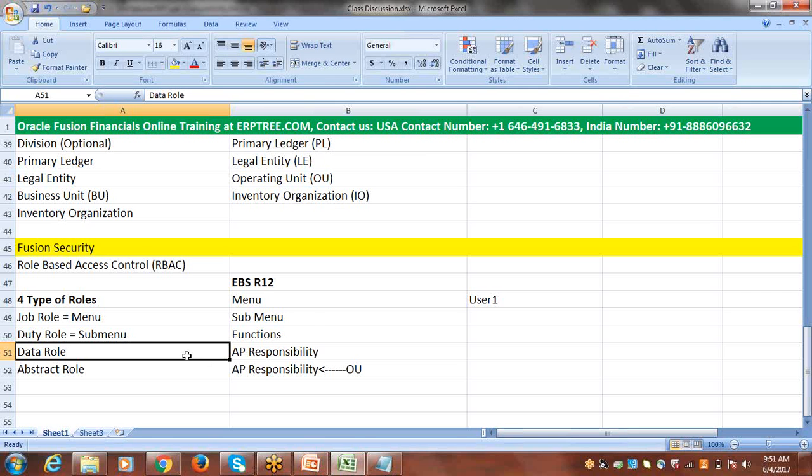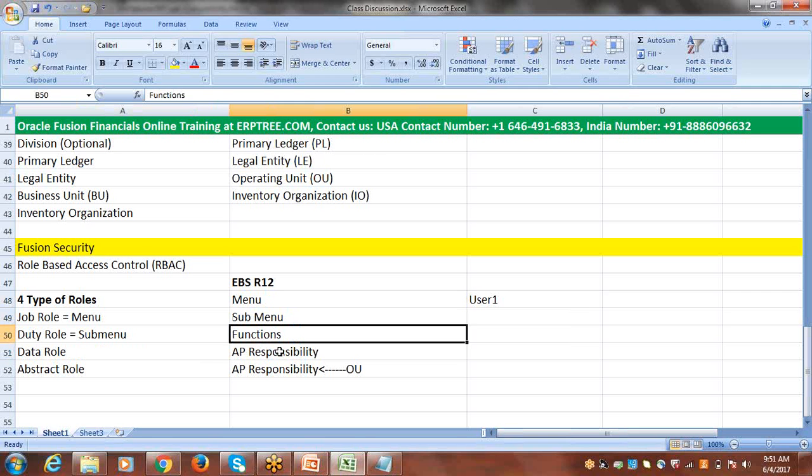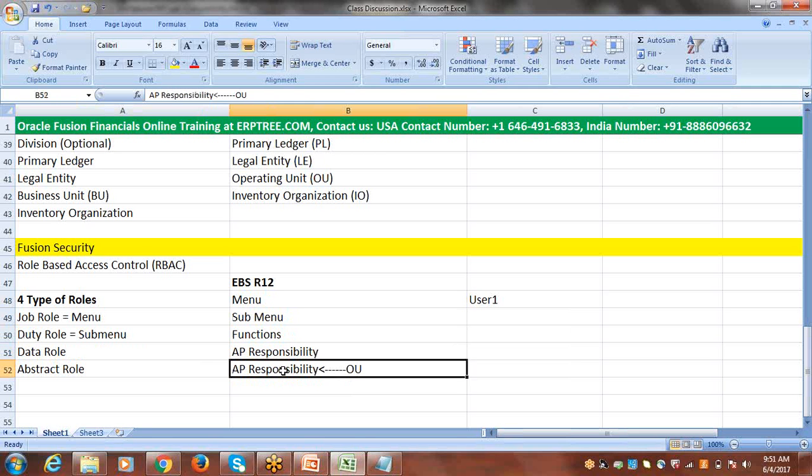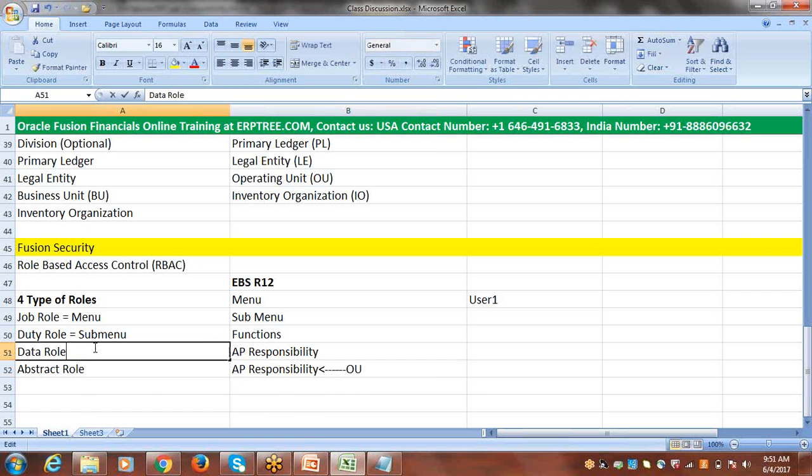And data role, here we have menu, sub menu, function, and AP responsibility, which is mapped with the operating unit. This combination in EBS, if you have a particular responsibility which is mapped with the operating unit or general ledger, then only you can start working on the transaction process. The same, if you want to do in the Fusion applications, you should have a data role.